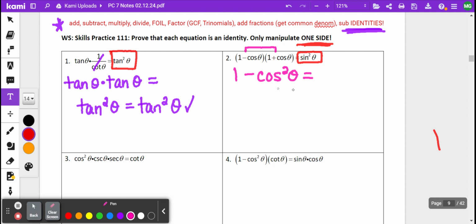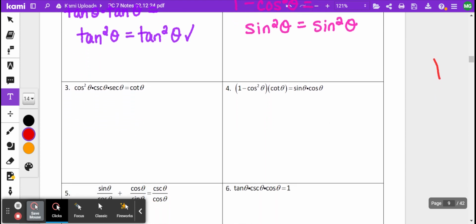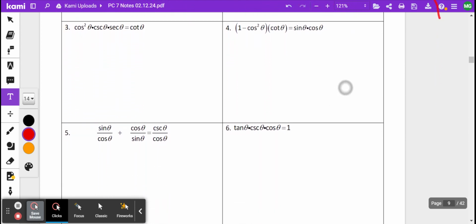So you have to think, what can I do with this to make it look like this? Well, remember our Pythagorean identities and how we moved them around. We know that 1 minus cosine squared of theta is equal to the sine squared of theta. So we were easily able to show that all of this can be simplified to be sine squared of theta. Let that sink in for a second, and then we'll go on to the next few.